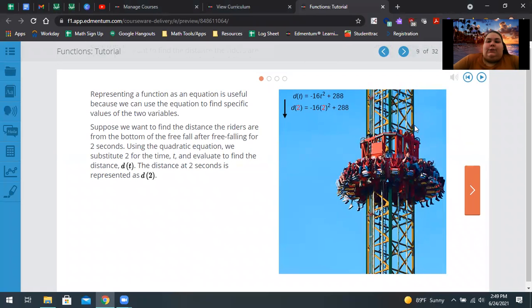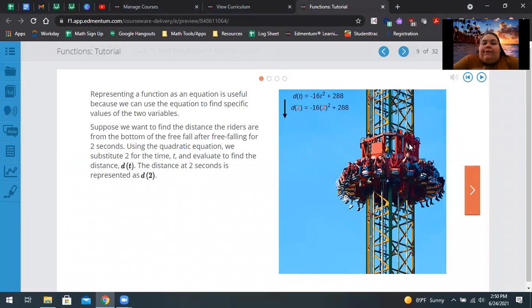So let's take a look at this one here on slide 9. They're giving us back the formula that we saw in the warm-up where it's d of t. So d of t, the function name is what I call, say, d. T is the variable that we need in order to plug it in. So here they're telling us that t is going to represent that time.